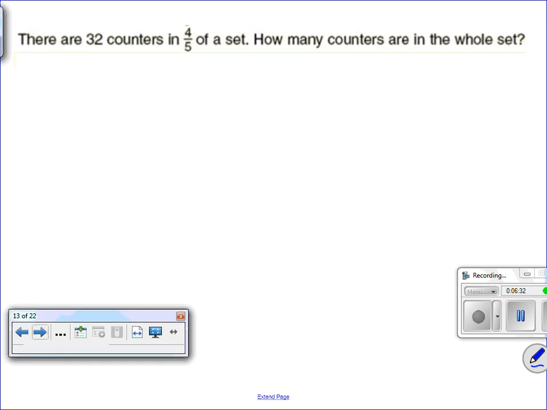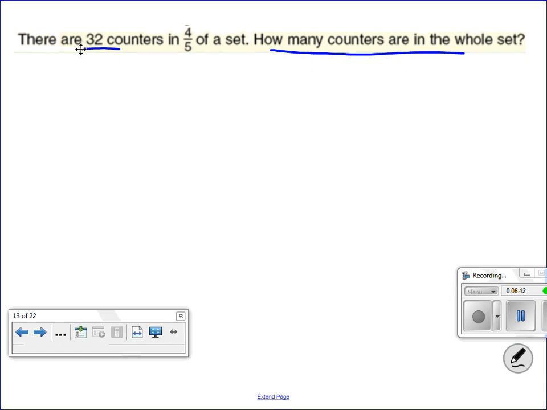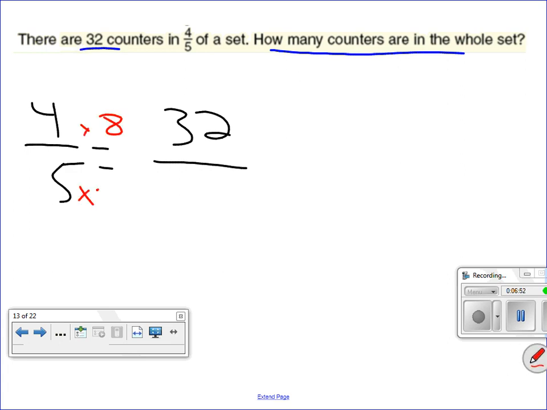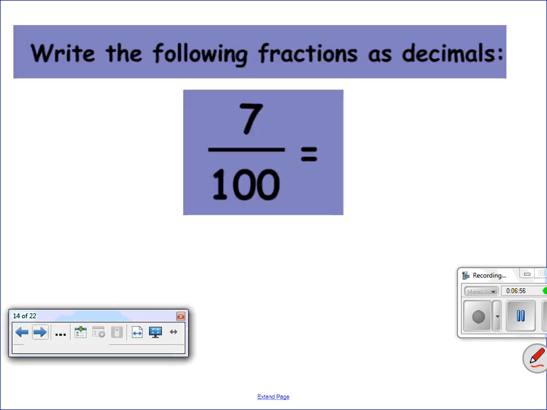We keep on going. If there's 32 counters in 4/5 of the set, that means 32 is not the whole. How many counters are in the whole? That's what I'm trying to find out. All right? So, if I'm trying to find that out, that means I have 32 up top. 4/5 equals that number. 4 times 8 equals 32, so 5 times 8 equals 40. That's how many are in my whole set.